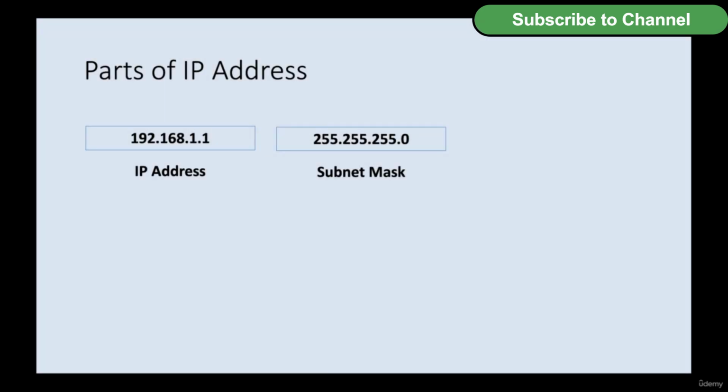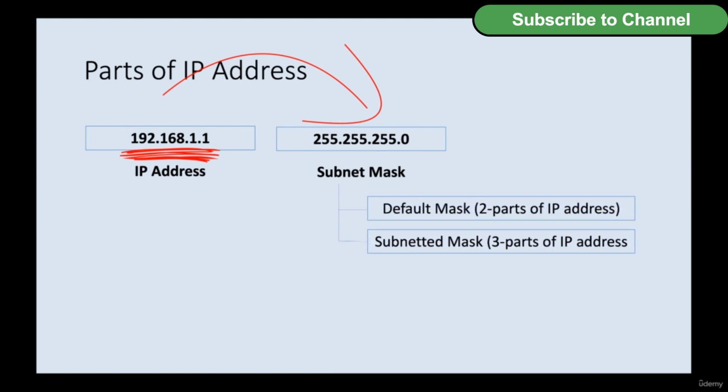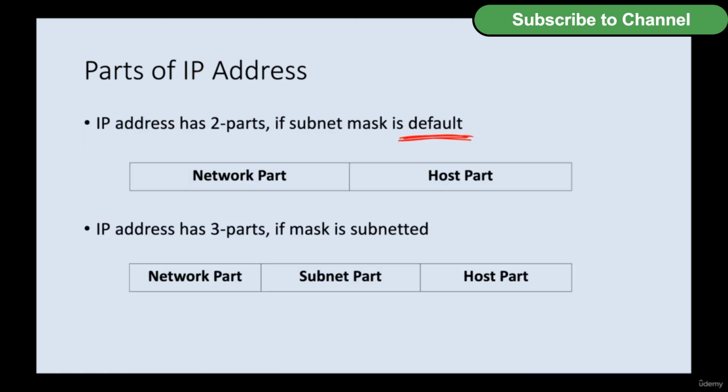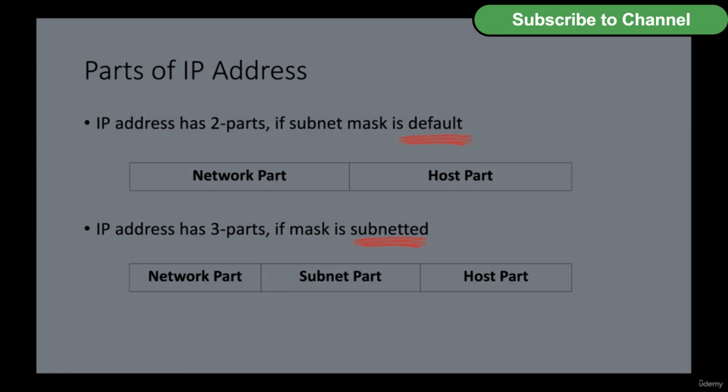Parts of an IP address. An IP address and its subnet mask are written here. The interesting thing is, we will determine parts of an IP address, but these parts depend on the subnet mask. As we know, we have two types of subnet mask, default mask and subnetted mask. When mask is default, IP address will have two parts. When mask is subnetted, IP address will have three parts. In case of default mask, the two parts will be network part and host part. In case of subnetted mask, the three parts will be network part, subnet part and host part.